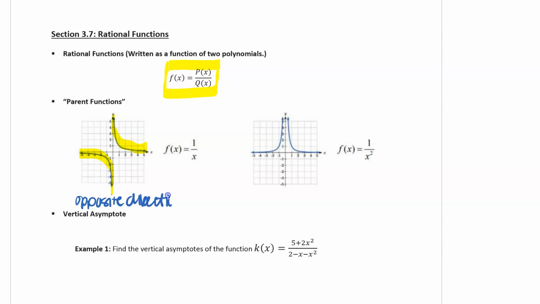Then if you look at your second parent function over here of f(x) equal to 1 over x squared, you can see that it has two curves. And from its two curves, they are moving in the same directions.